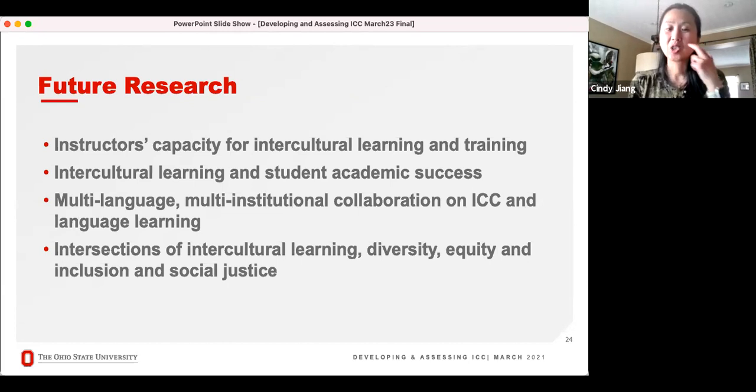And also we are looking into the possibility of collaborating with other institutions who are interested in trying something similar with us as well. And then also looking at the intersections of intercultural learning, diversity, equity, and inclusion efforts. What are the connections there? How do we move students? What kind of impact does it make in terms of the overall goals of diversity, equity, and inclusion?